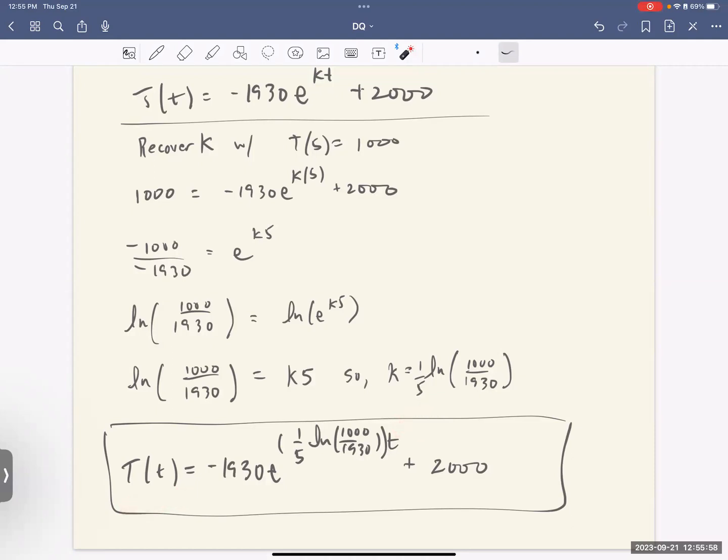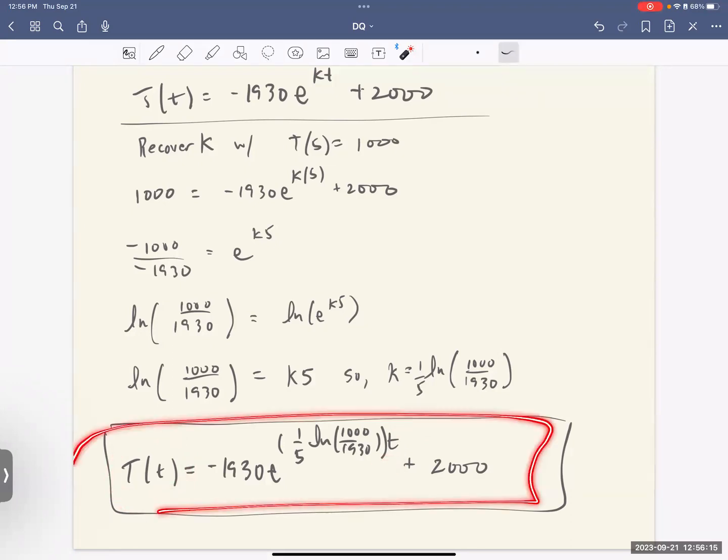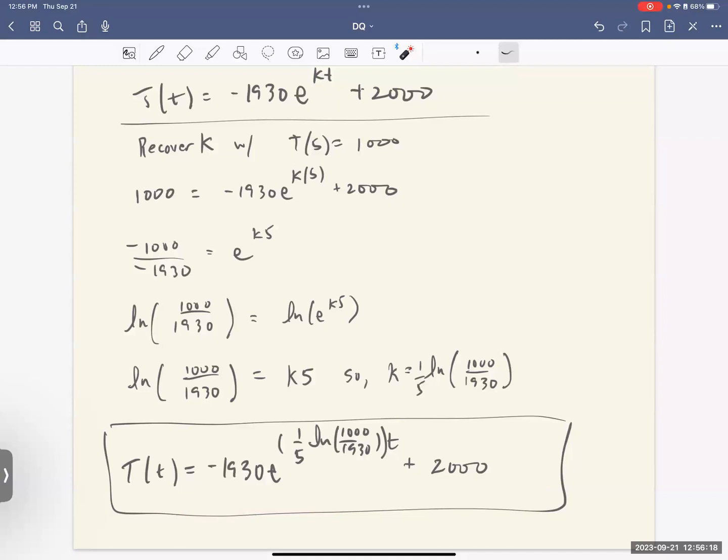So for example, if we were asked, let's find at what time the diplomas are at particular degrees, like 1500 degrees, then we could set the left side equal to 1500 and solve for t with some algebra. But here's your equation, and there you go. Hope that's helpful.